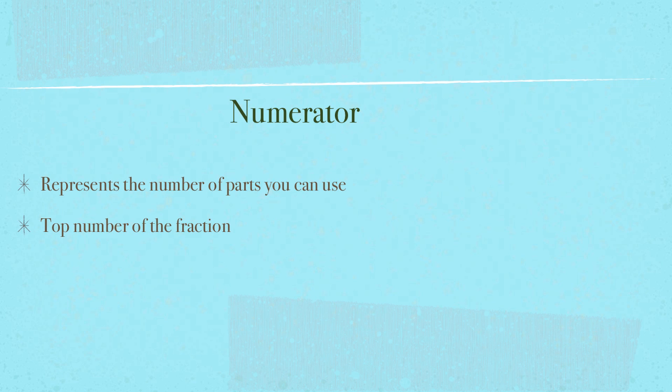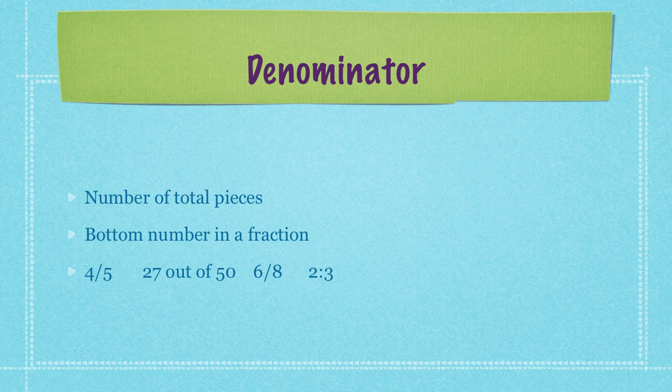The numerator represents the top part of the fraction, and that is the number of parts that you're able to use. The denominator is the total number of pieces. It is also the bottom number in a fraction and can be shown in many different ways.